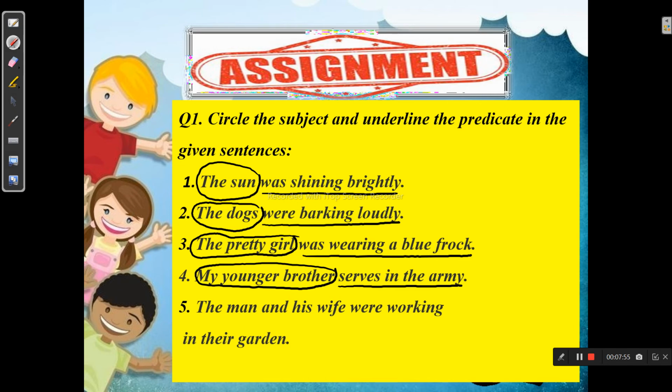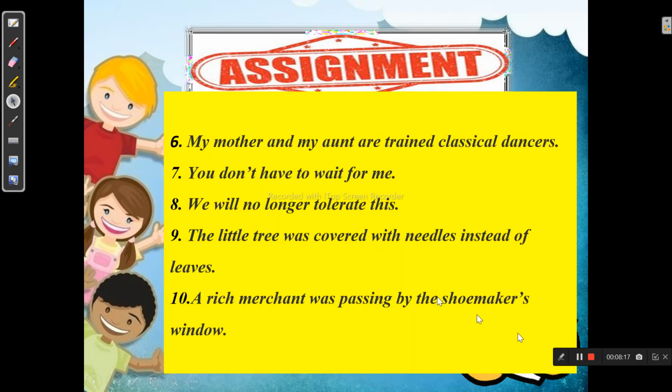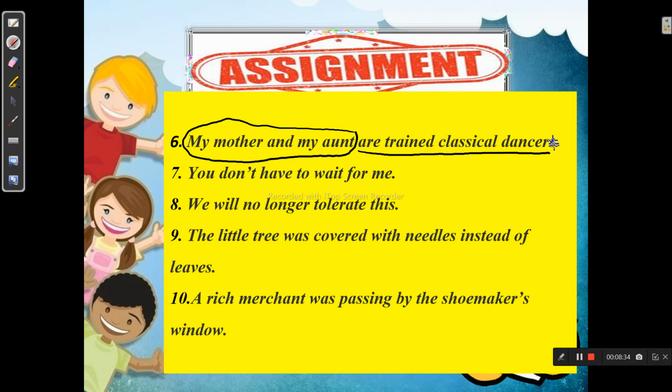Fifth, the man and his wife were working in their garden. Who was working in their garden? So the man and his wife. The man and his wife becomes subject. Were working in their garden is an action, right? So it becomes predicate. Sixth, my mother and my aunt are trained classical dancers. So who are trained classical dancers? My mother and my aunt. So this is subject. Are trained classical dancers is predicate.